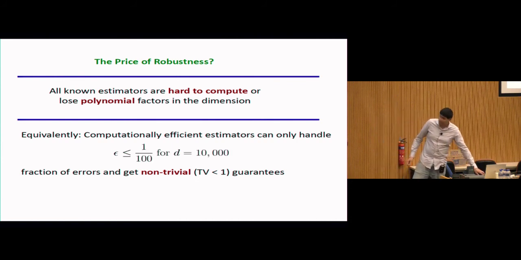Or to put it concretely, you can think about applications with dimensions being tens of thousands. It means that even though you know in principle it's possible to tolerate some large constant factor of corruptions that's dimension independent, what you actually get is a much more tame robustness guarantee that best case scenario you could tolerate maybe 1% of corruptions.